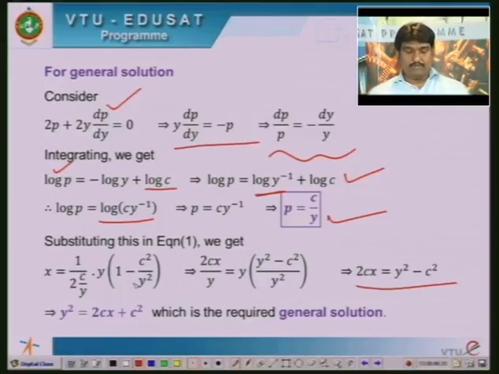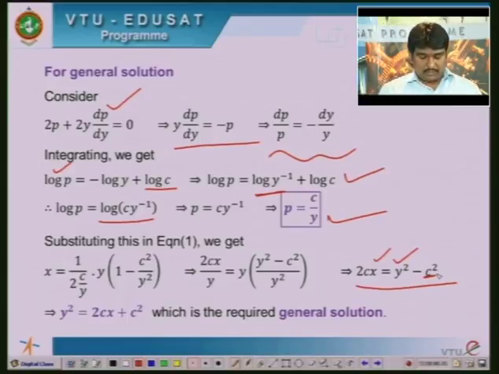When you substitute the p value in the given differential equation and simplify, you get 2cx equals y square minus c square. So it's a relationship between dependent variable y and independent variable x containing one arbitrary constant c, which is nothing but the solution of the first order differential equation, which is y square equals 2cx plus c square. This is the general solution. Now consider the second factor.